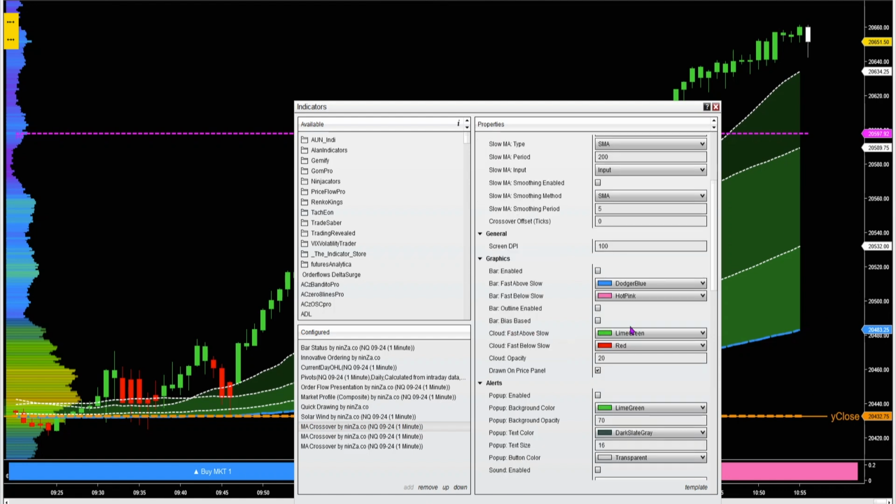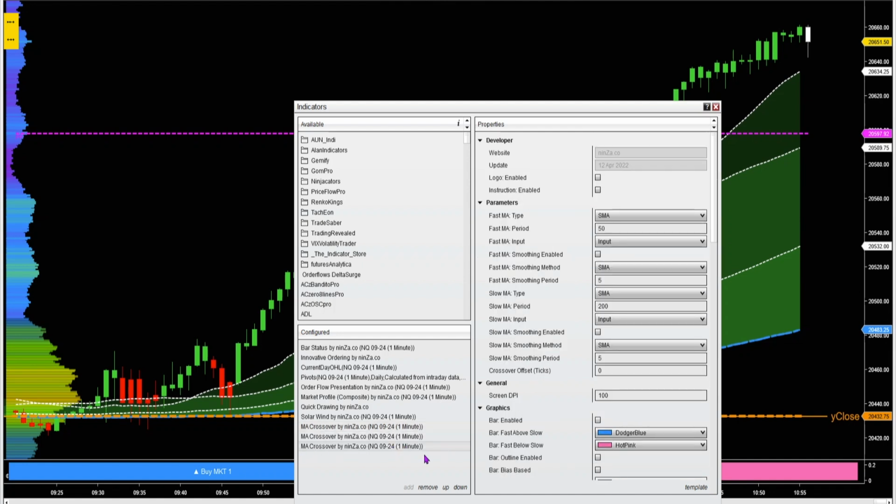I've got my cloud set to lime green and red. That's what's painting the colors in between the bands. I've got my opacity on all of them set to 20. So for the next moving average crossover instance, here's an SMA of 50, slow of 200, and the third and final instance, SMA of 100, slow of 200.